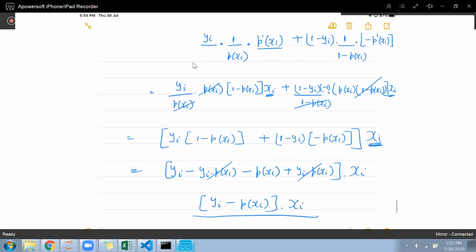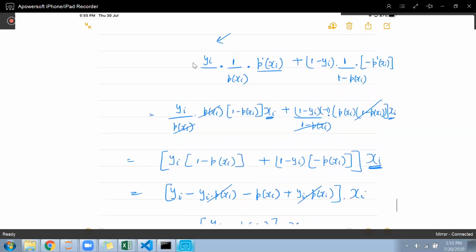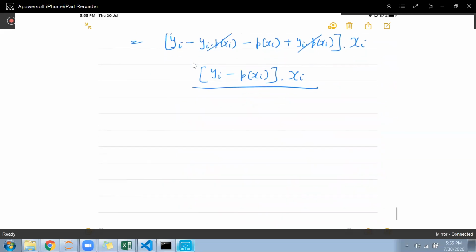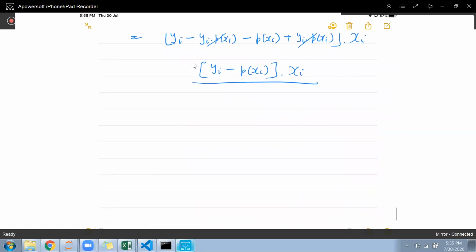So this thing I will be replacing in this part. So what will be my final answer? Final answer will be del of cost whole upon del of theta is equal to negative 1 upon m, summation yi minus p of xi into xi, i equal to 1 to m. So this is my final answer.